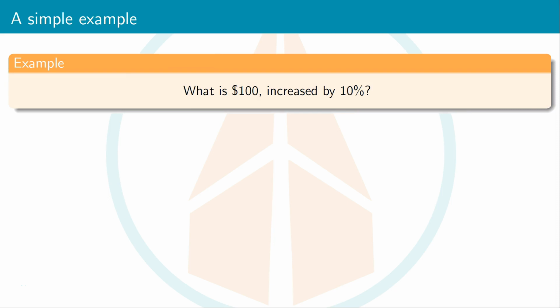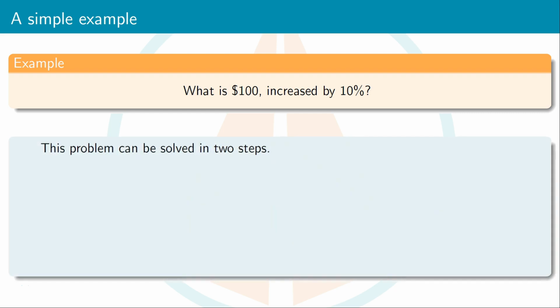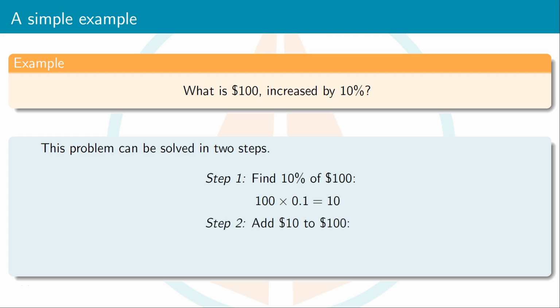First of all, let's try to answer the question. What is $100 increased by 10%? In order to answer this question, we can follow a two-step process. First of all, we'll find 10% of $100. This, of course, will be $10. Then we can add $10 to $100, and we'll obtain the result. $100 increased by 10% is $110.